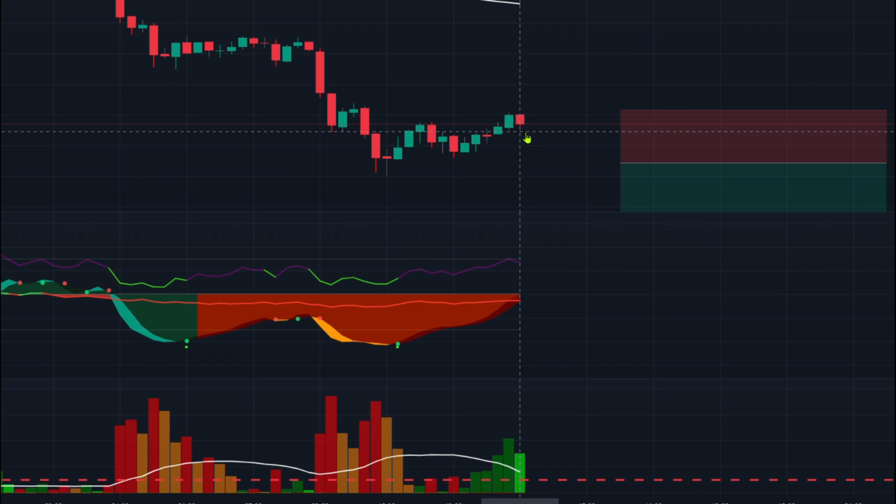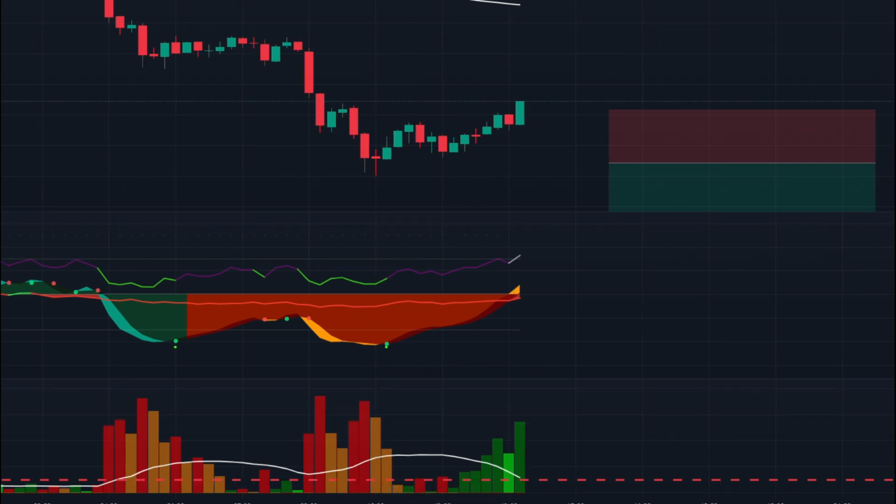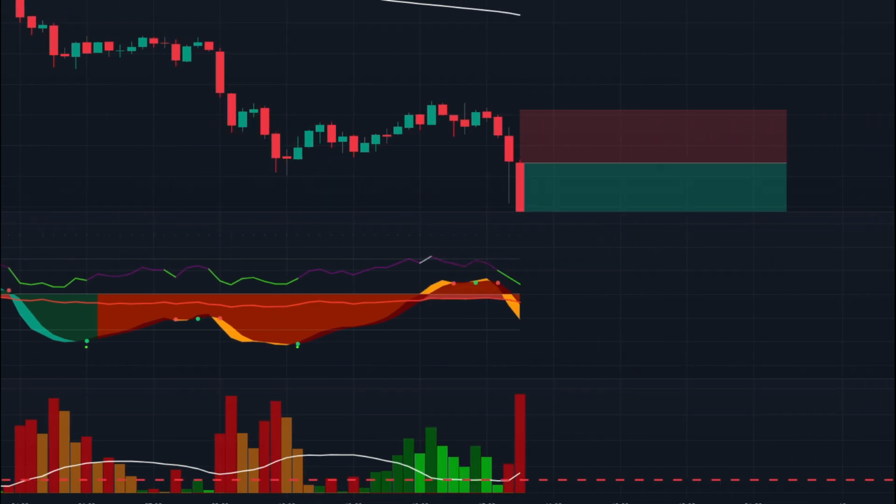So I'm on replay mode, so I'm going to start playing to see what happens. And you can see that we've had there is a sell signal.